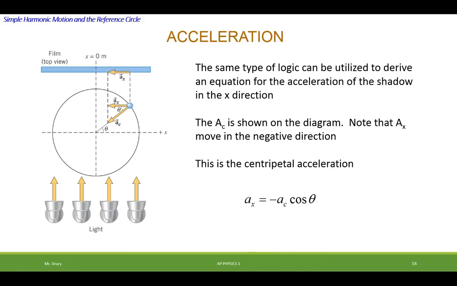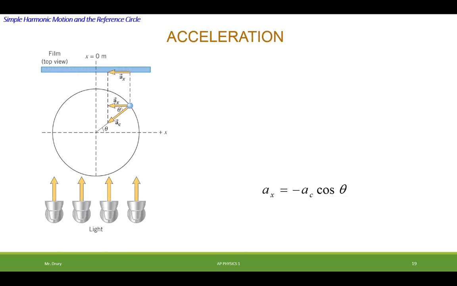Alright, so we can actually write an equation for the acceleration of the x, which would be equal to negative a_c cosine of theta. Why cosine? Because a_x is the cosine component of the centripetal acceleration. And now we're going to do some more substitutions again. There's our equation we just derived.